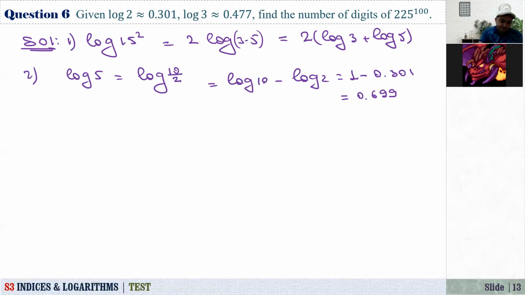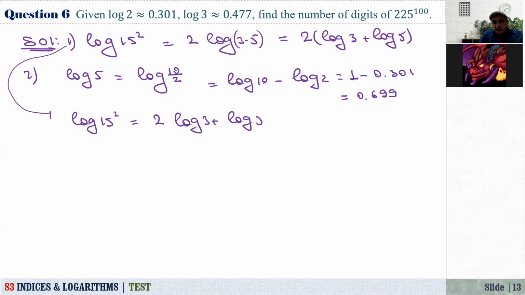Okay. Let's count it. That's it. That's what I need actually. So log 5 is equal to this. So now if I just come back to the first one, log 15 squared is equal to 2 times log 3 plus log 5.